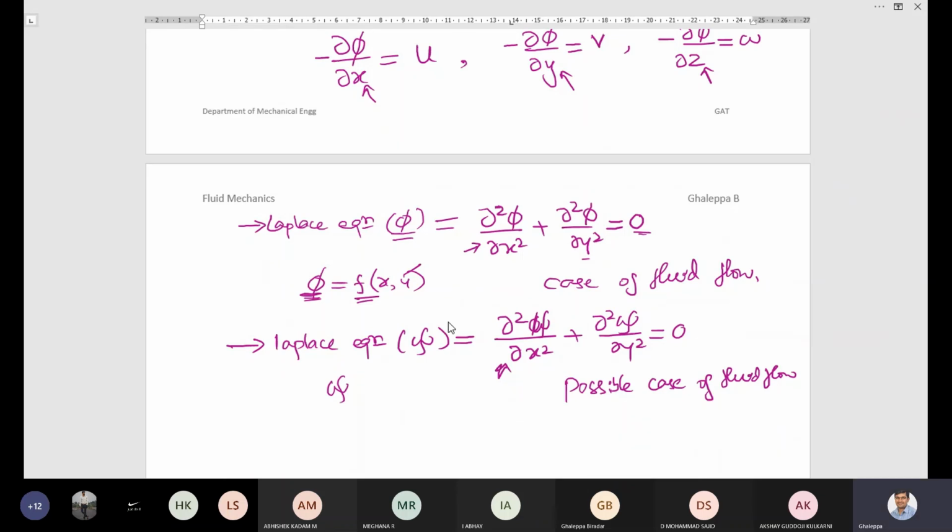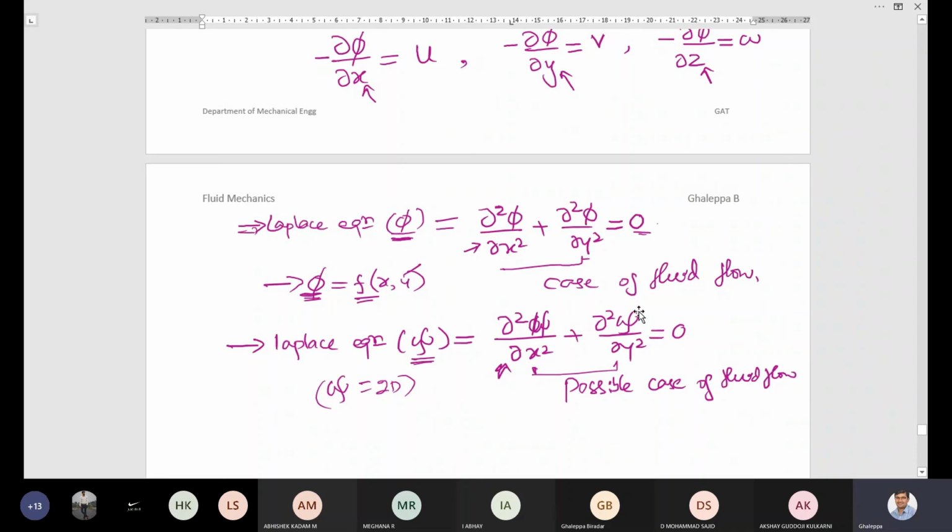Dear friends, here I have considered only two directions. Here also two directions are considered. Here also it is only two-dimensional flow. But in advanced courses, you may be asked for three directions also. So one more term will be added in the Laplace equation: plus dou square phi upon dou z square will be added, depending upon the type of function given in the question paper. But for the Laplace equation for stream function, it is only two-dimensional. It is not three-dimensional flow.